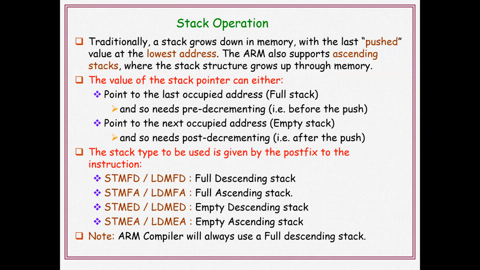So, stack operation. Traditionally, a stack grows down in memory with the last pushed value at the lowest address. The ARM also supports an ascending stack, where the stack structure grows up through memory. And the value of the stack pointer can either point to the last occupied address, called a full stack, or point to the next empty address, called an empty stack. One is full stack, second is empty stack.